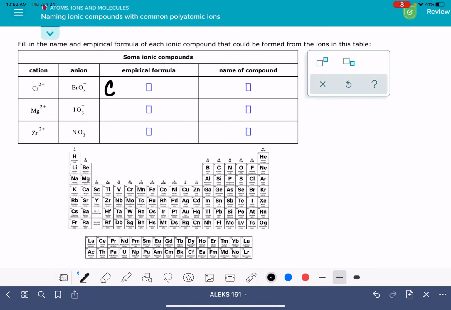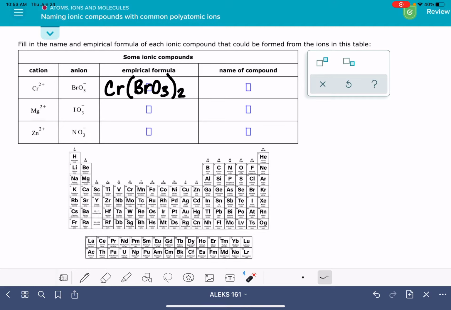Our chromium, we know that we only need 1 of that particular ion because of the -1 charge. The 2+ charge on this cation tells us that we need 2 of these ions. And so since we need more than 1 of the BrO3 ions, we're going to need to put that in parentheses so that we can keep that together as a set. And then we'll put that 2 on the outside of the parentheses. That little 2 there is letting us know that we need 2 of these BrO3 units.